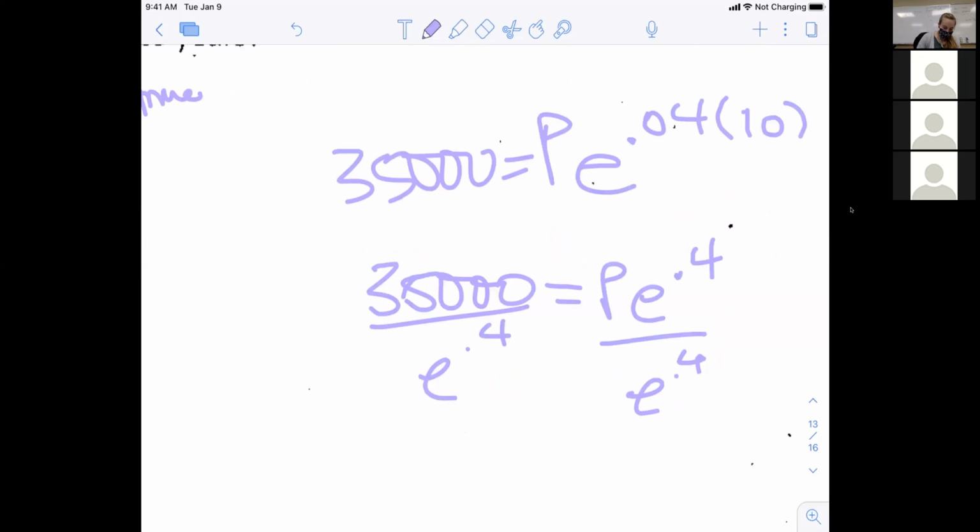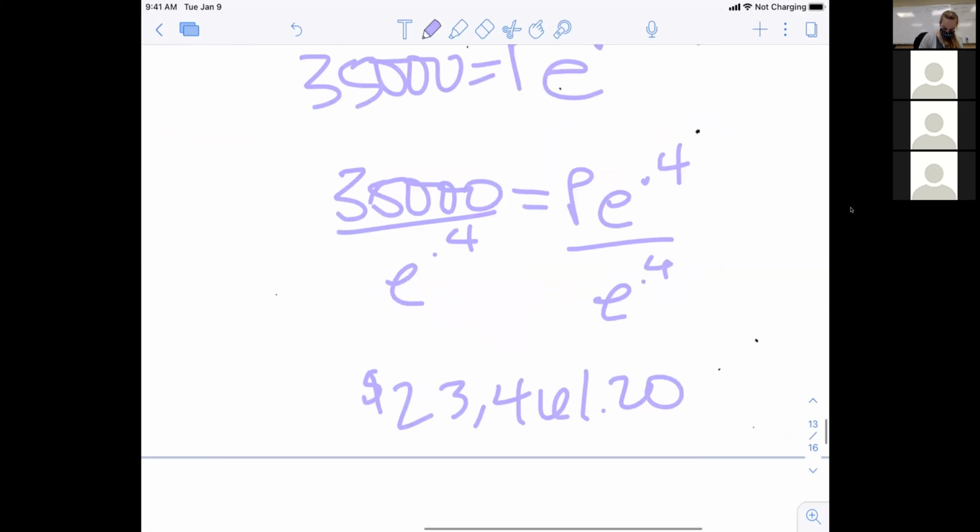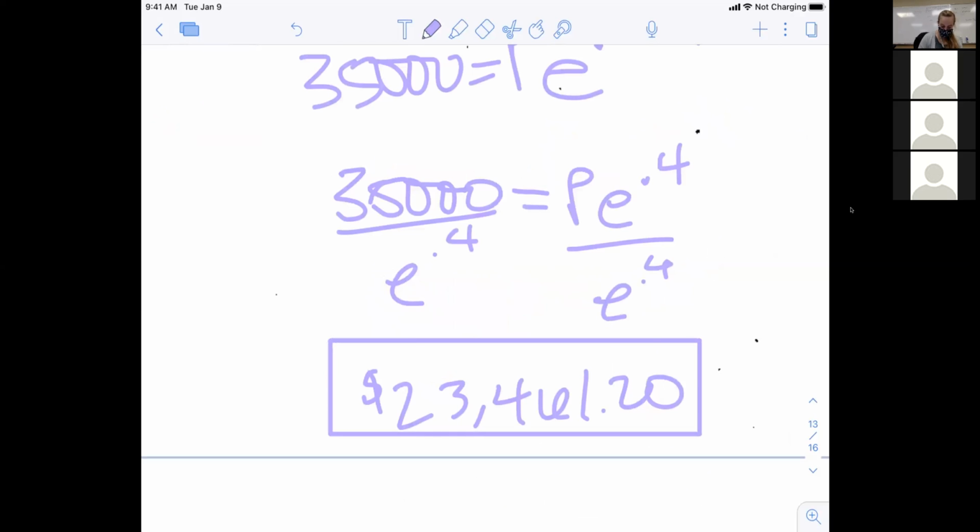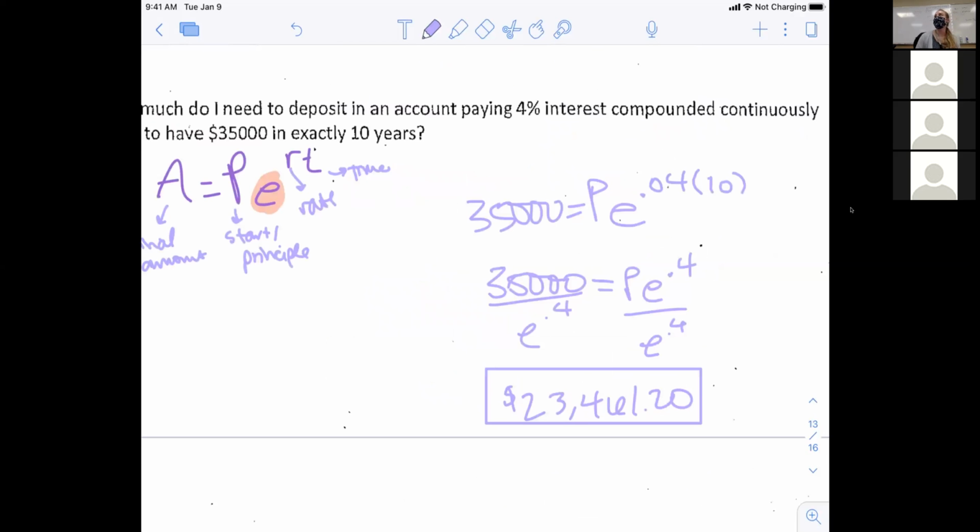When I plug that in, and I didn't do any rounding, I physically did what I wrote right there. I put that directly in my calculator, and I got $23,461.20. So that's how much I need to start with. If that's the rate that I'm earning, that's the amount of time, and that's what I want to end with.